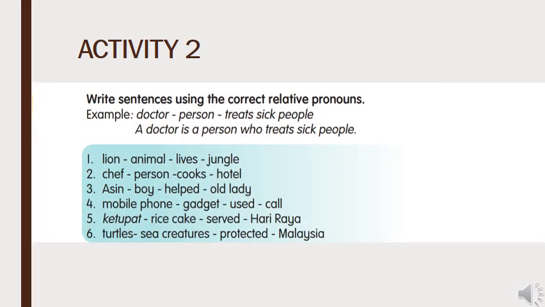For activity 2, you need to write sentences using the correct relative pronouns. Words are given to you to help you write the sentences. You only need to identify which relative pronoun to use, who, whom, or which. Look at the example given. The words given are doctor, person, treats sick people. The relative pronoun that has been chosen to use in this sentence is who. So the complete sentence would be a doctor is a person who treats sick people.